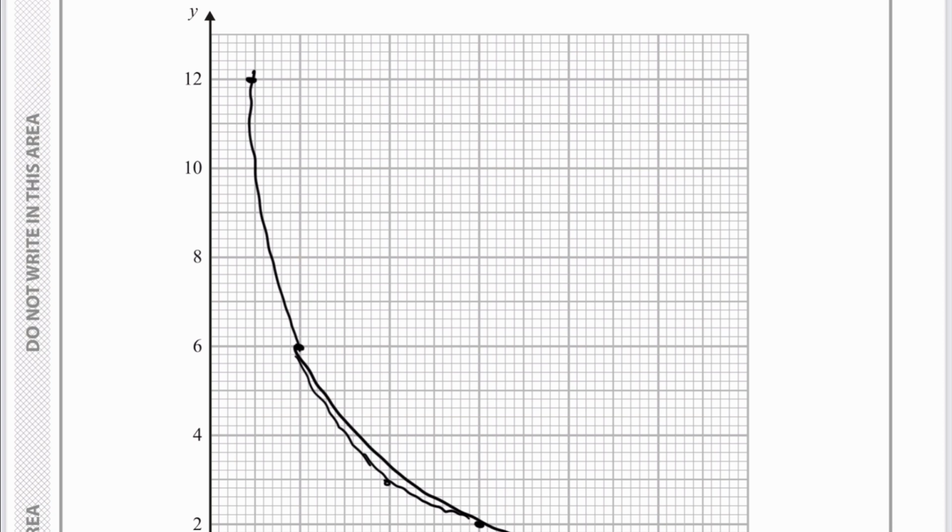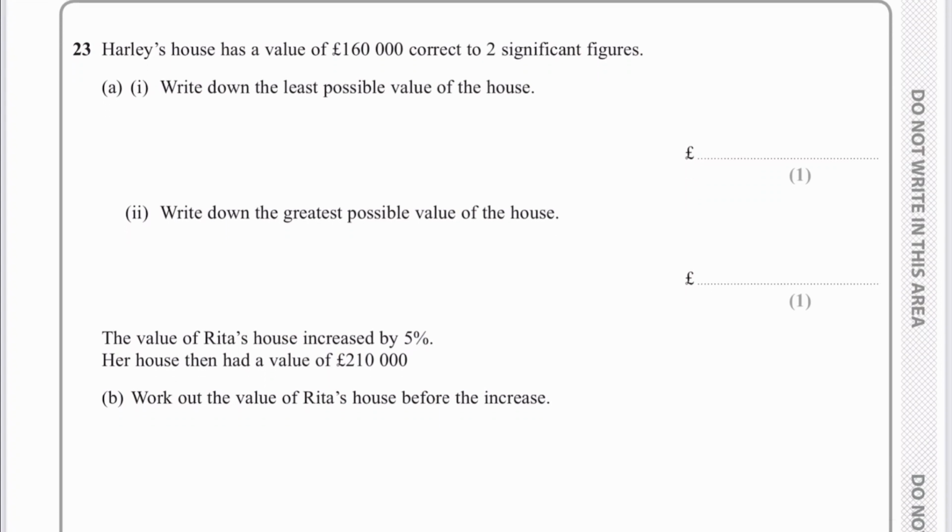Let's move on. Just in the interests of time, I want to move on to the very final question. Harley's house is a value of that, correct to 2 significant figures. This is a bit of a funny one actually. Write down the least possible value of the house. Well, the least possible value is fairly straightforward. That would be 155,000, because when I round that to 2 significant figures, I'm going to get 160,000. So I'm okay with that one.